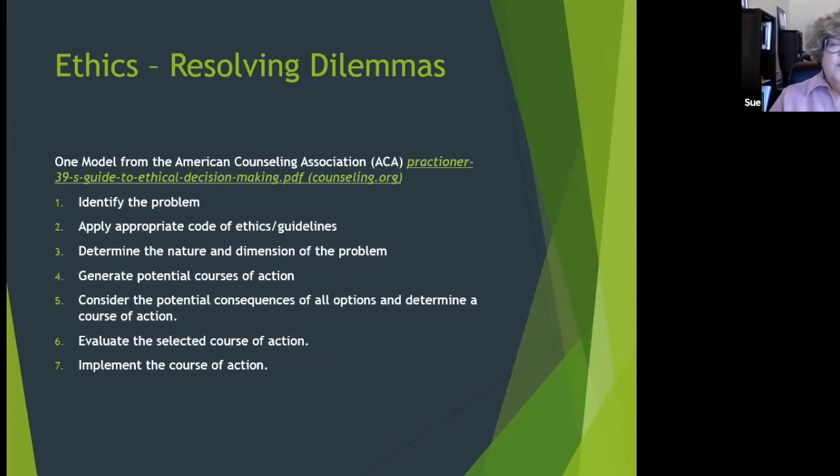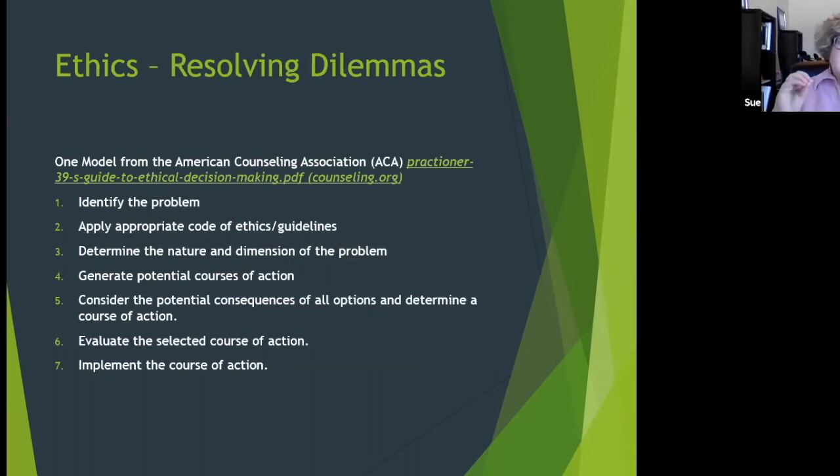So, resolving ethical dilemmas. There are different models out there for ethical decision making. I've included the one that is actually on the American Counseling Association website. As far as I could find, it's the only national association that actually lays out a decision-making model on their website.